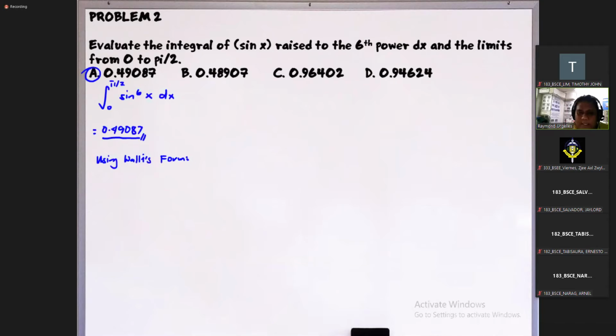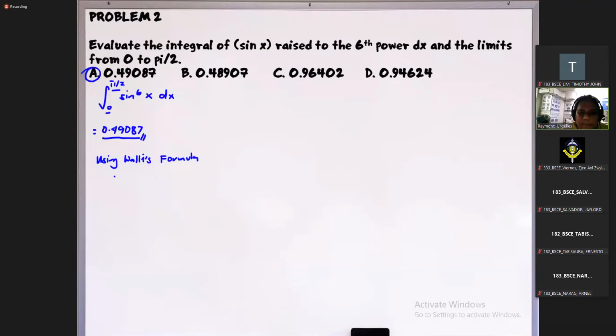Yung Wallis formula is basically yung formula natin para mabawasan yung exponent ng sine at cosine sa integration, isang formula na nagpapa-simplify doon sa equation natin. Using Wallis formula, ang importante dito is yung limits of integration natin is from 0 to pi over 2 lang. Nakuha ba? Yun yung tatandaan nyo.